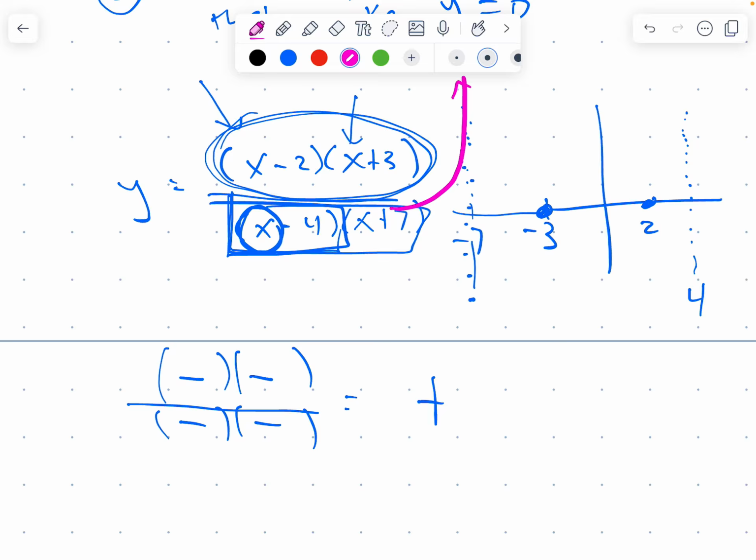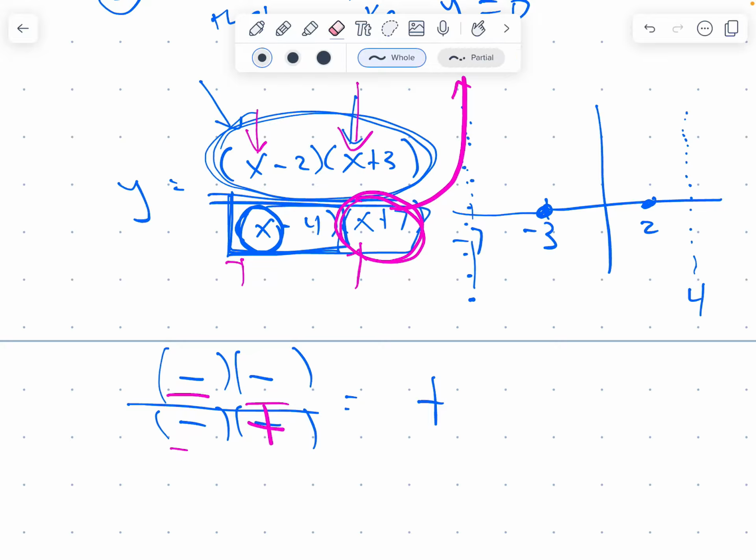But once I step to the right of that, let's try negative 6. If I try negative 6, negative 6 minus 2 is negative. Negative 6 plus 3 is still negative. Negative 6 minus 4 is still negative. Negative 6 plus 7. Now this one, because it's to the right of that, negative 6 is going to make that positive. And so all of a sudden we flip one of those signs, and by flipping one of those signs, this whole thing now is going to become negative. So that means on this side of the asymptote, it's negative.